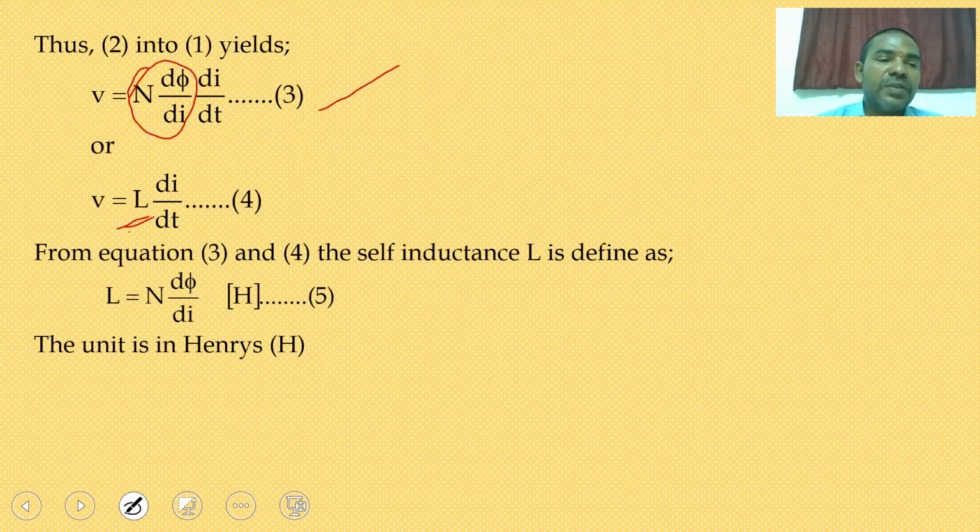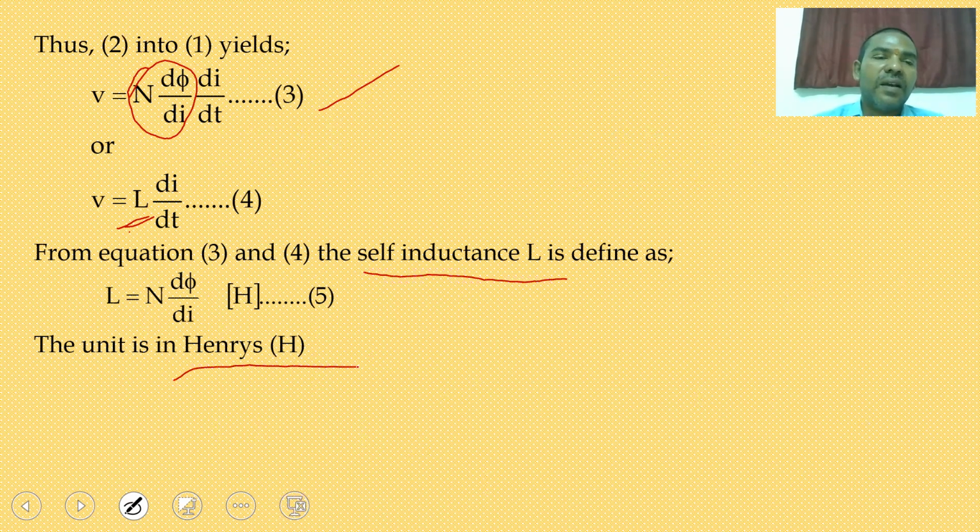Whatever induced EMF is generated in this circuit is the voltage drop across the inductor only. And what is L? L is N into d phi by di. So L is the self-inductance of the coil, and the unit of inductance is henries.